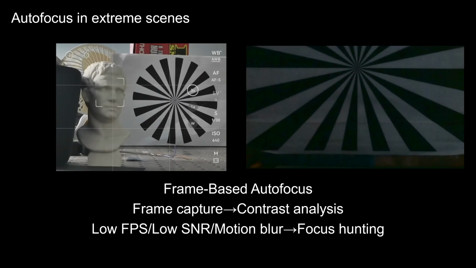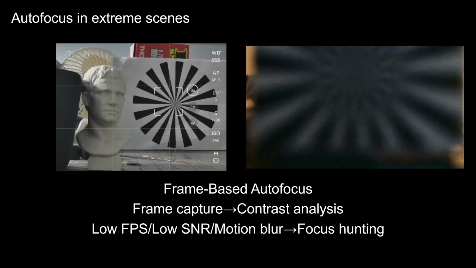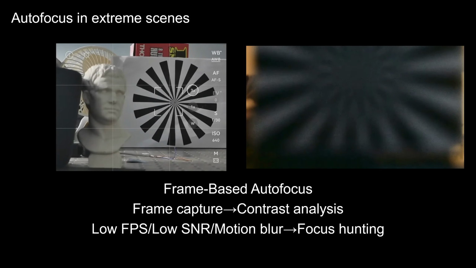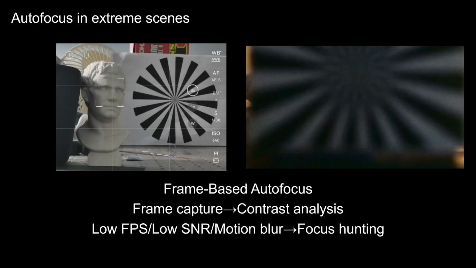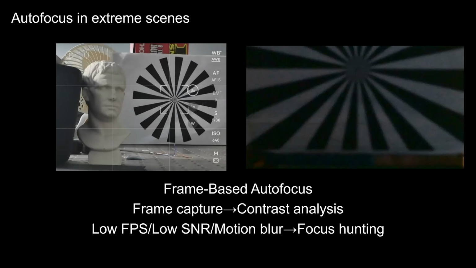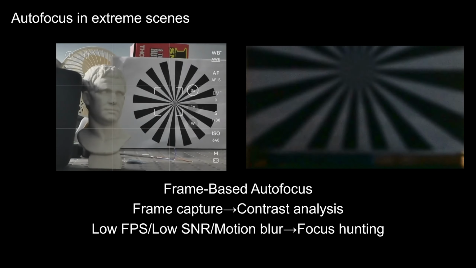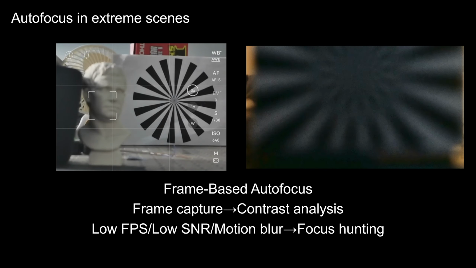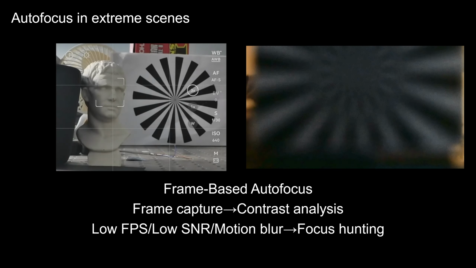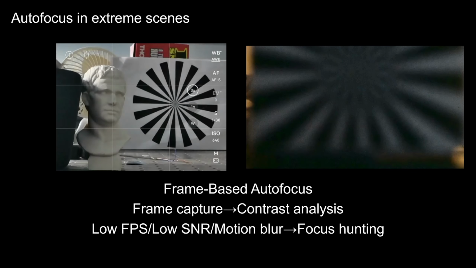These methods rely on capturing multiple preview frames around the focus position, analyzing their contrast one by one, and only then determining the optimal focus. However, in dark conditions, those preview frames often suffer from low frame rates, low signal-to-noise ratios, and motion blur, all of which slow down the focusing process dramatically. In some cases, this even leads to repeated focus hunting.